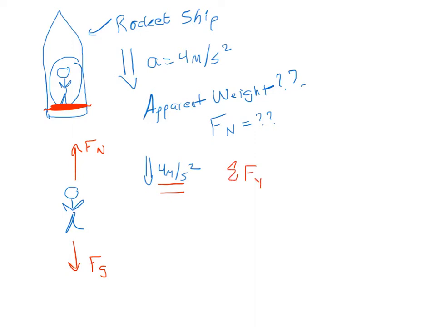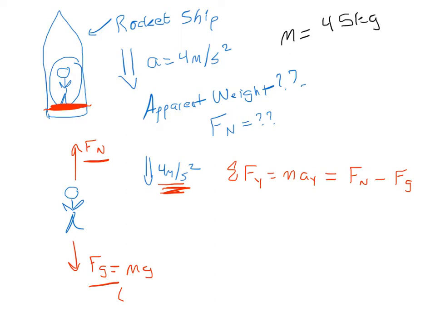when we say that the net force in the y direction, the mass times the acceleration in the y, is equal to the two forces acting in the y, which are the normal force and the force of gravity. The force of gravity is pointing down, and it's mass times gravity. His mass is, oh, I didn't give you the mass. Okay, so let's say, just to keep it simple, the mass of the astronaut is 45 kilograms.